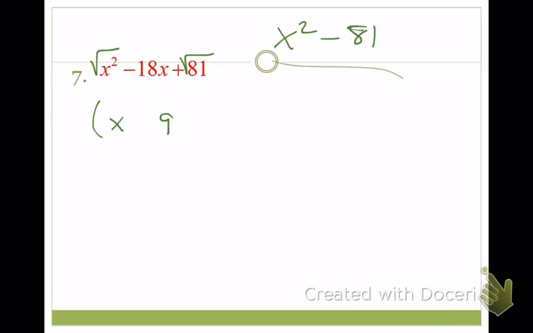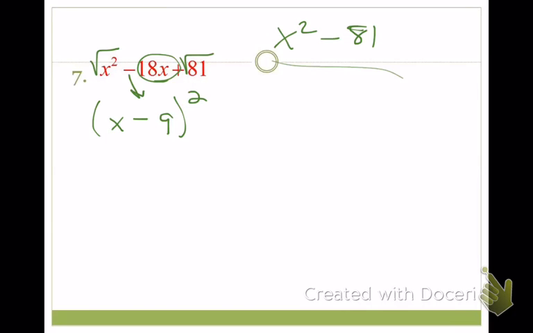Now, if I take this guy times 2, 9 times x is 9x times 2 is 18x, it does give me this middle term. So I know that it's a perfect square trinomial. I close down my parentheses, I make this a squared, and I bring this sign down with me: x minus 9 squared. Okay?